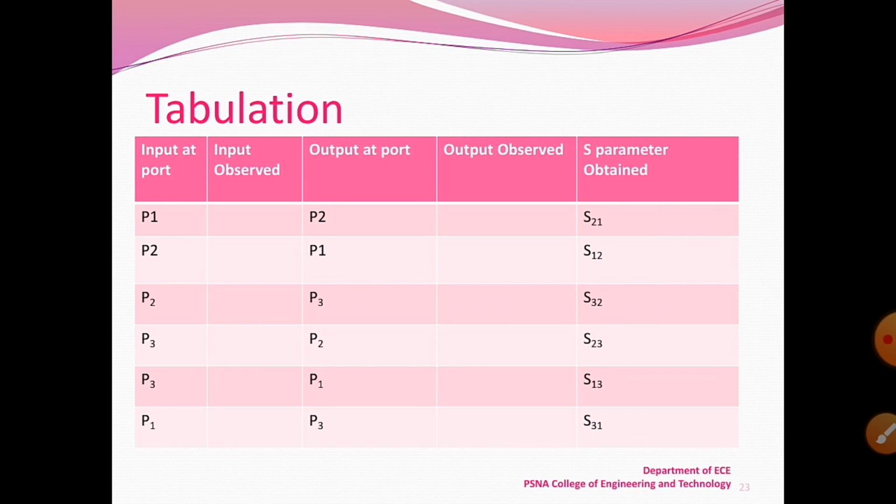This is a tabulation for this experimental setup to measure the insertion and isolation loss. So we have to connect port 1 as the input and port 2 as the output and observe the S parameter S21. Then connect port 2 to the input side and port 1 to the output side and find out the S12. Similarly, find out S32, S23, S13 and S31.